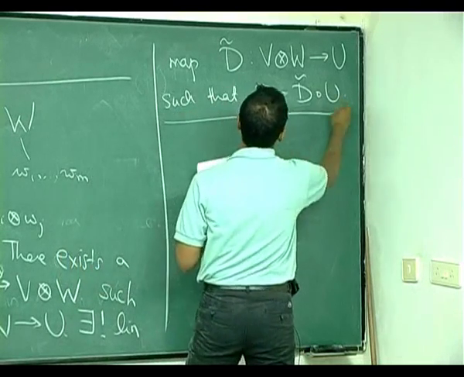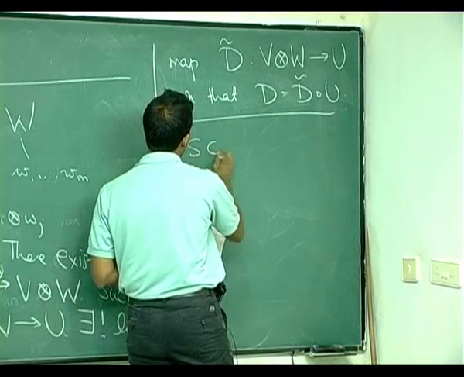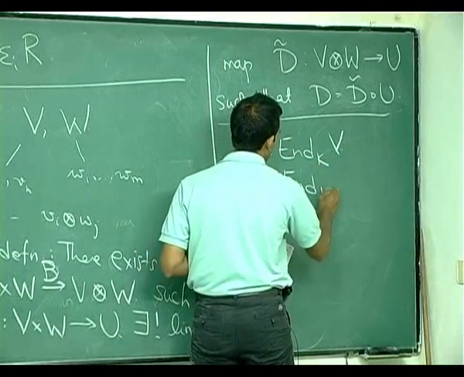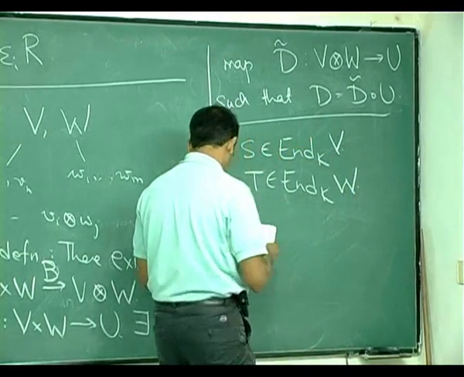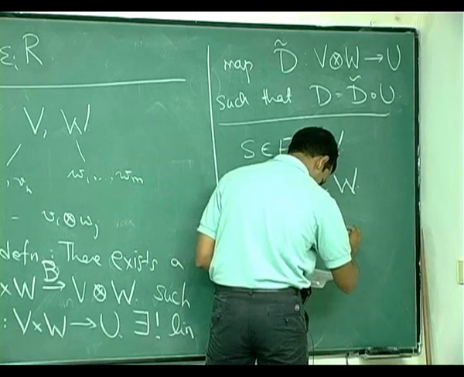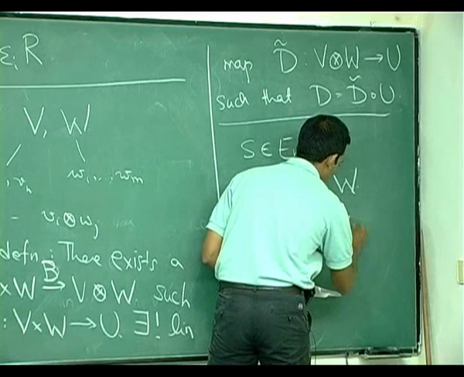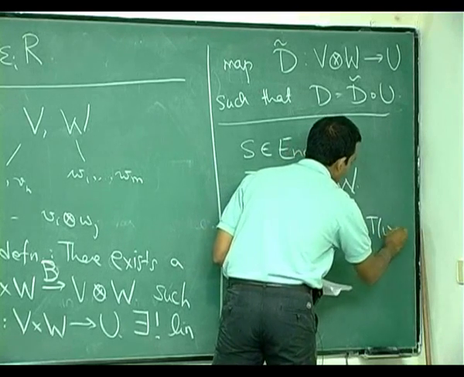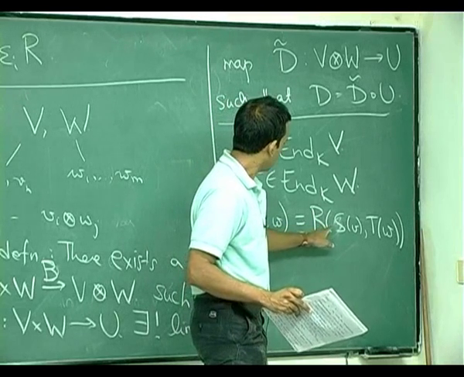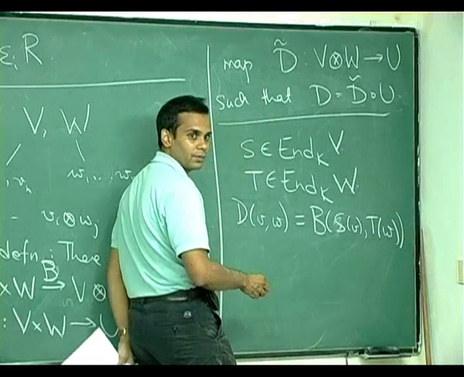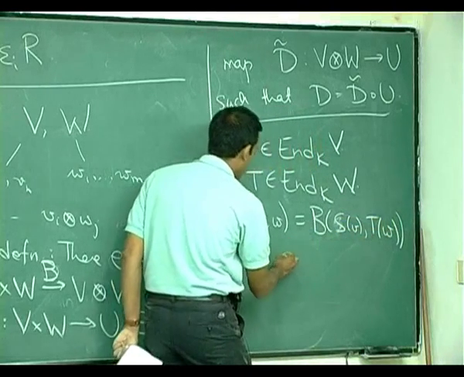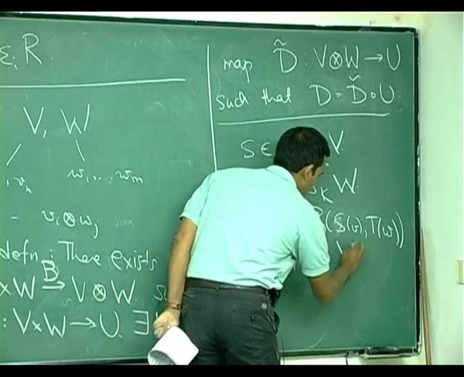Here, let me just show you how you can use this definition. So for example, suppose I have S an endomorphism of V and T an endomorphism of W, two vector spaces. Then I can define D of (v, w) to be B of (Sv, Tw). This is a bilinear map from V cross W to V tensor W, right? Because B goes to V tensor W and it's bilinear in these things. So this being a composition is also bilinear.